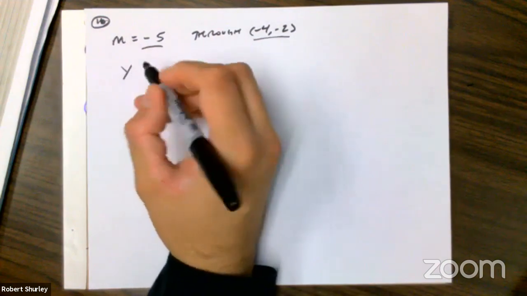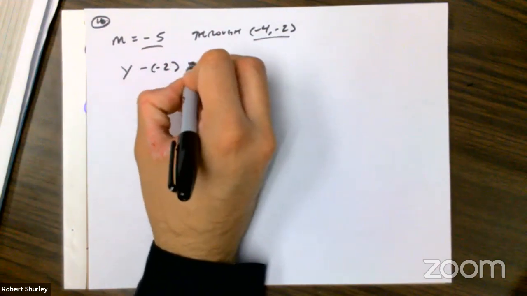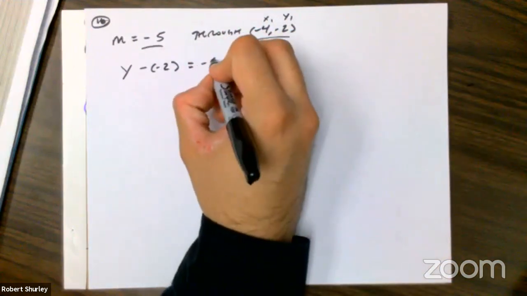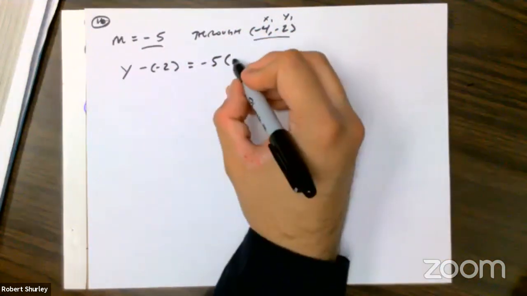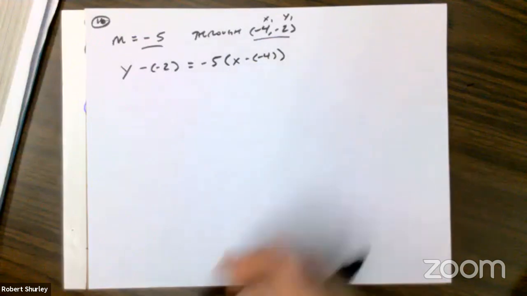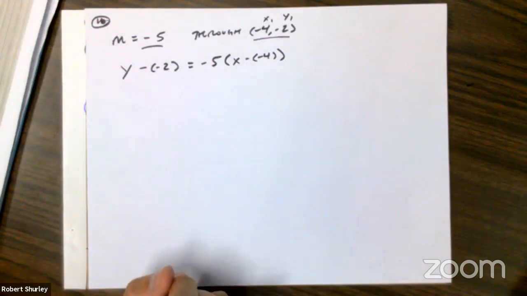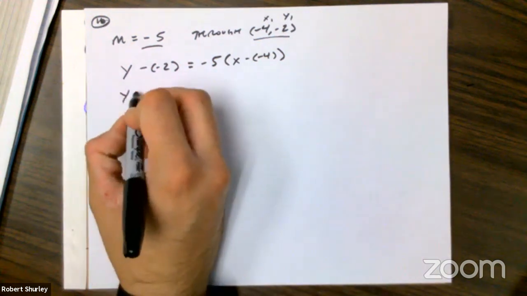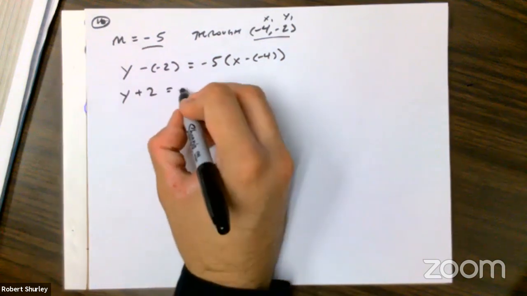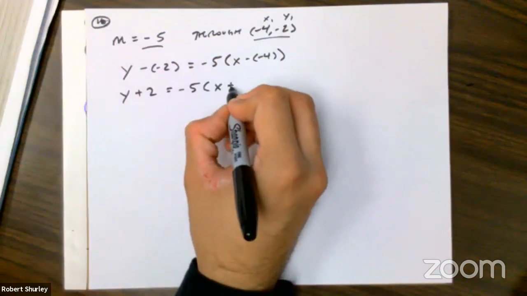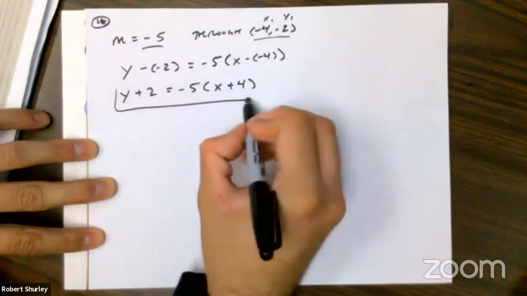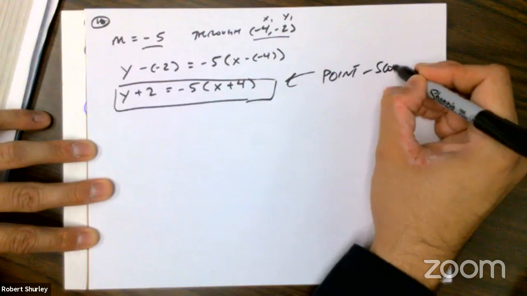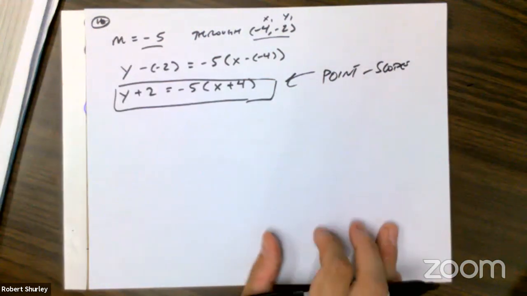So I've got y minus a -2, right? That's my y1, equals my slope times x minus my x1. Now I'm just going to clean this up because 2 negatives make a positive. So y plus 2 equals -5 times x plus 4. So there is my point slope form, right? So there's my point slope form.